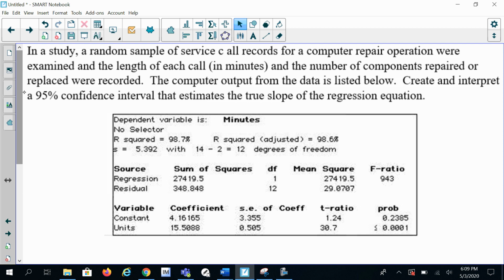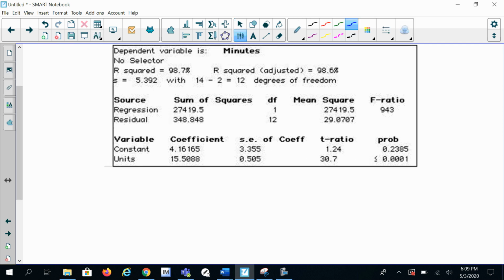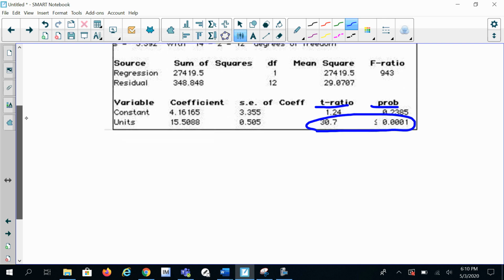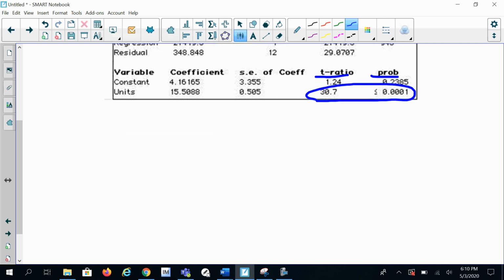So there's one last thing we need to look at in this table. And that is this stuff right here. You'll see t-ratio and you'll see prob. T-ratio is the t-score of the hypothesis test. The prob is your p-value. So everything is given to you right off the bat. So we're going to go through all the steps. It's just we don't have to do any math. We just have to go through the steps.